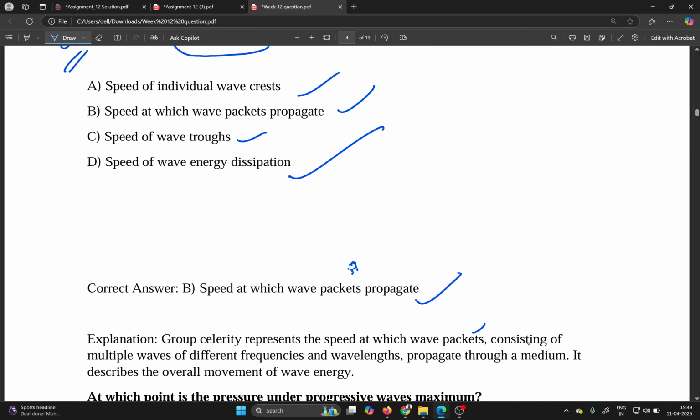consist of multiple waves of different frequencies and wavelength propagate through a medium. So group celerity means the lot of waves you have with different frequencies and wavelength propagating through a medium, and it describes the overall movement of the wave.